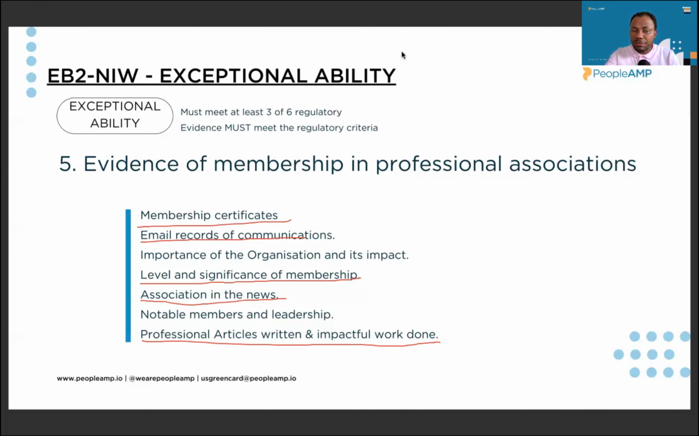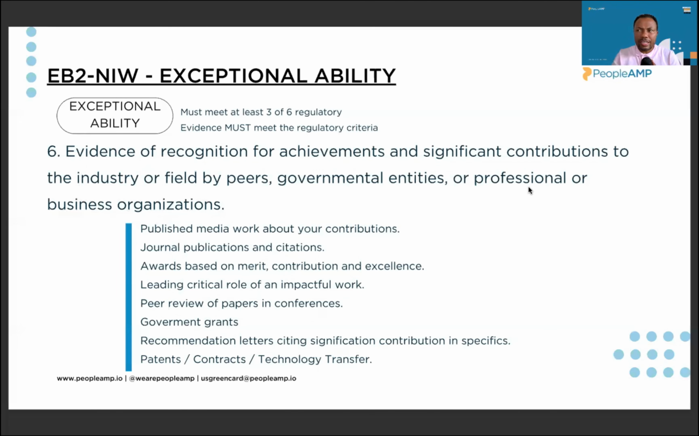Now let's go to the final one. Yeah, so you could see that this is really making sense. Now the final one here is this, and I've helped you out to give you some examples because several people struggle to put this number 6 together to know what kind of evidences can I use for number 6.